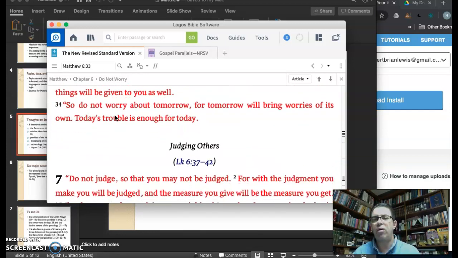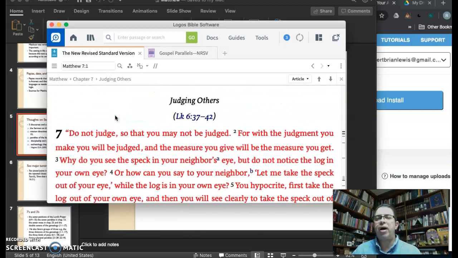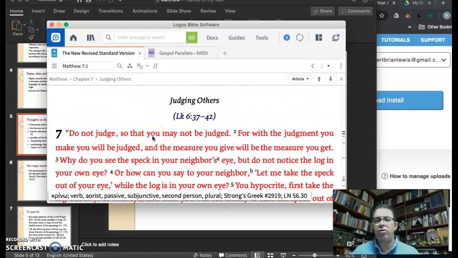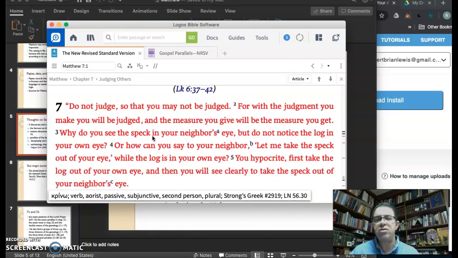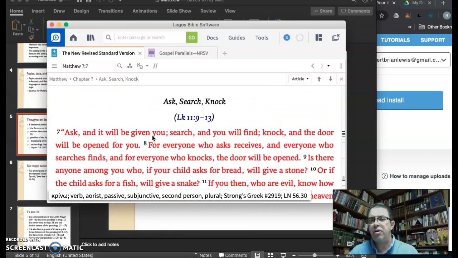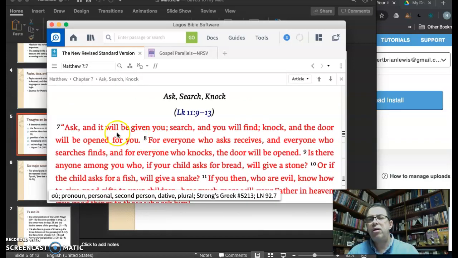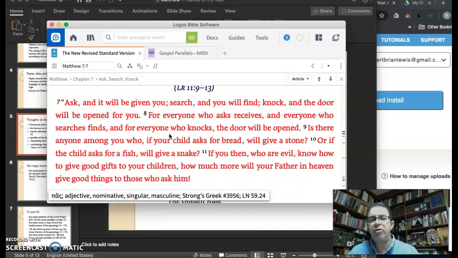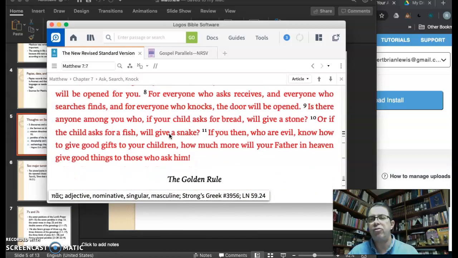A statement about worry and anxiety, followed by judgment. Do not judge so that you may not be judged. And then what does Jesus do? Proceeds to judge. Jesus, as the only one who's qualified to make judgments. Ask and it will be given to you. Search and you will find. Knock, the door will be opened to you. For everyone who asks receives, everyone who searches finds.